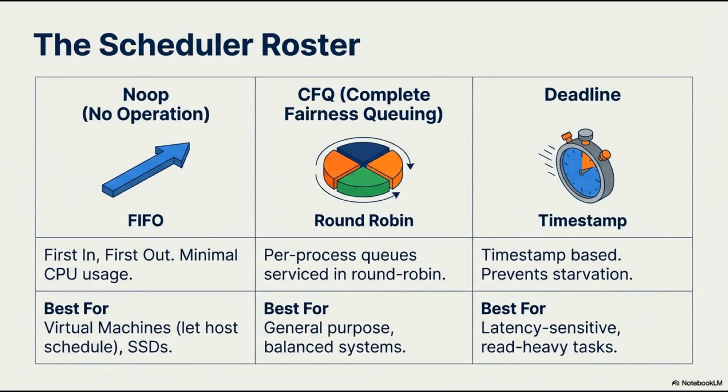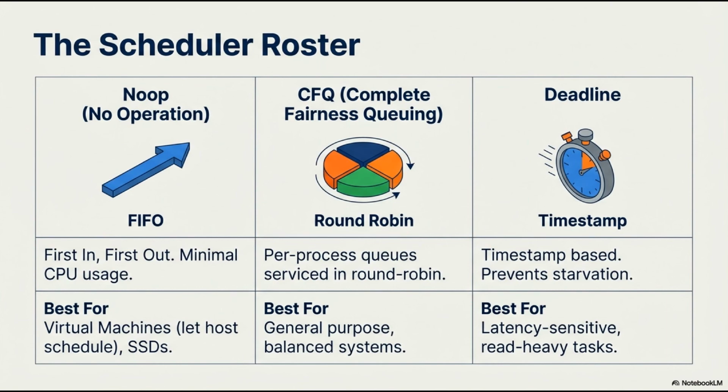And finally, Noop. The slide says it stands for No Operation. It's basically a FIFO queue. First in, first out. It does almost no sorting at all. Why on earth would you want a dumb scheduler? Two very specific reasons, and they were both listed on the slide.